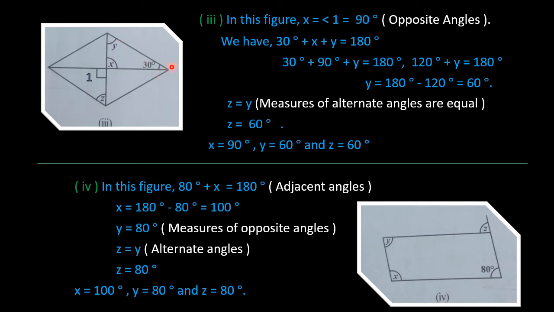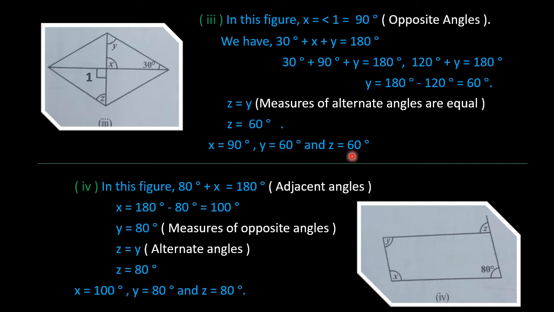Line number 1, this line and this line. So this side and this side are opposite sides and they are parallel, and angle y and angle z are the alternate angles formed there. So z and y are of the same measurement, equal to 60 degree. So we got x equal to 90 degree, y equal to 60 degree and z equal to 60 degree.